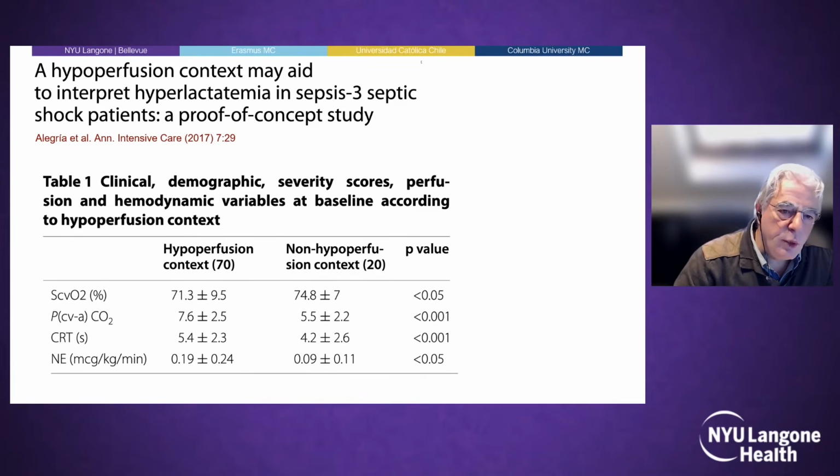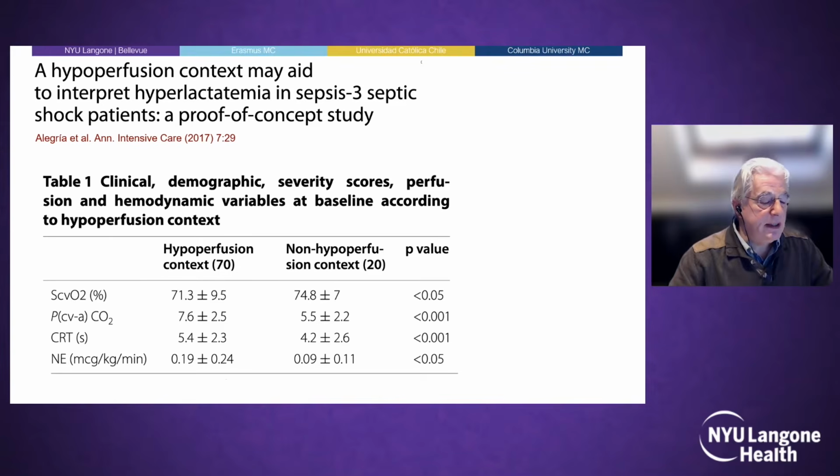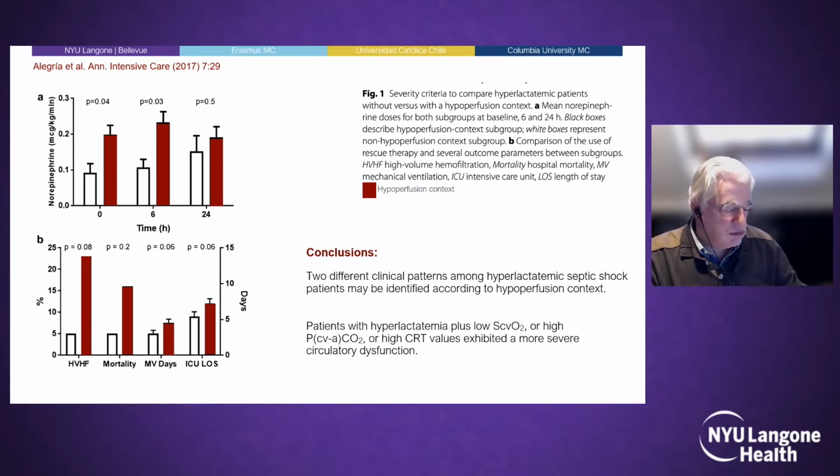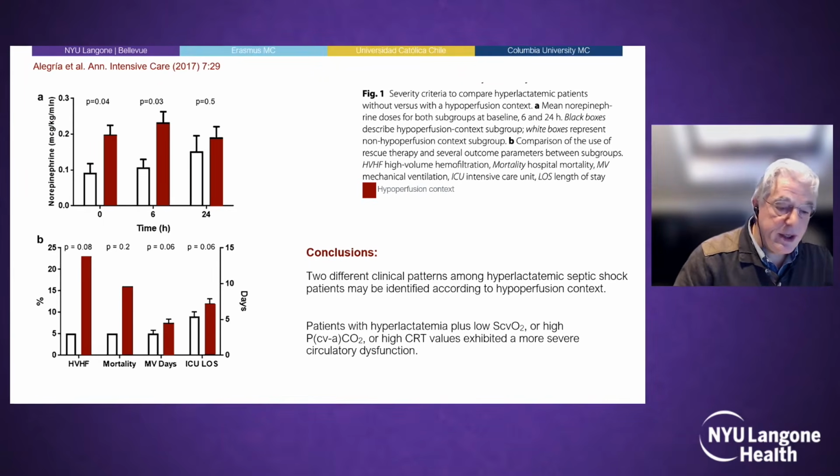That's something that we also showed in a study that we did in Santiago. What we did is, if you have lactate with markers of tissue hypoperfusion or without, look at whether it makes any difference. And so we used a hypoperfusion context: SCVO2, delta PCO2, capillary refill time. When you have any of these, we said you have a hypoperfusion context, otherwise non-hypo. And if you then look at the relevance of lactate with or without this hypoperfusion context, this hypoperfusion context adds to the severity of the consequences of your increased lactate. So lactate plus hypoperfusion, these patients require more norepinephrine.